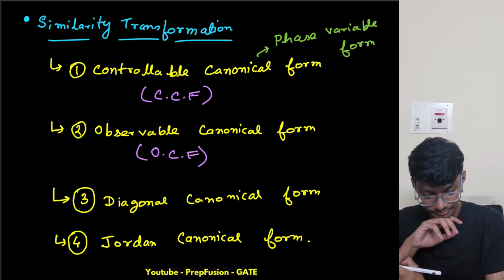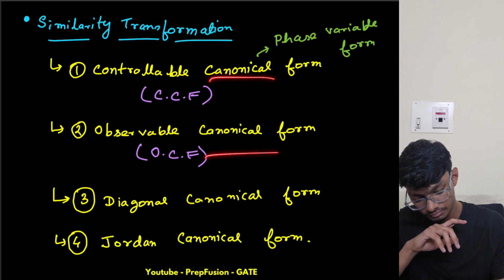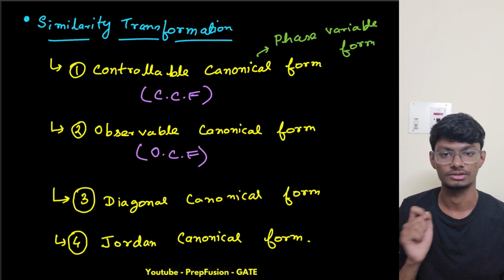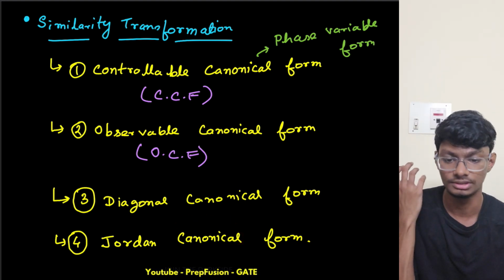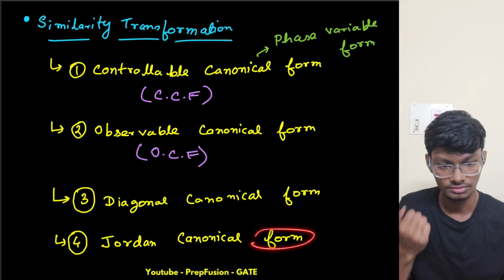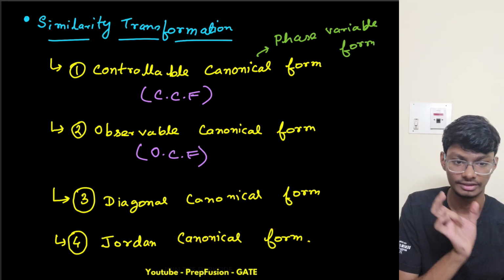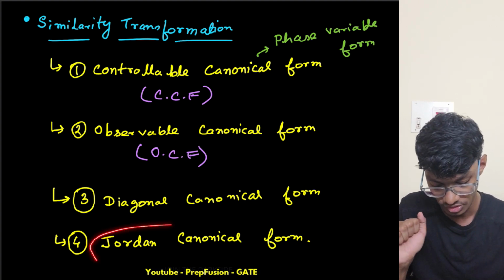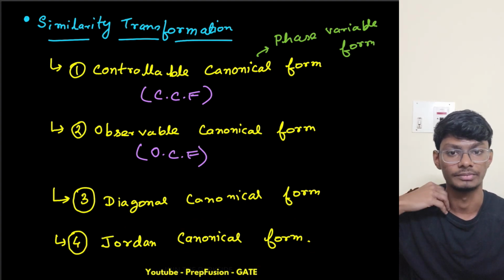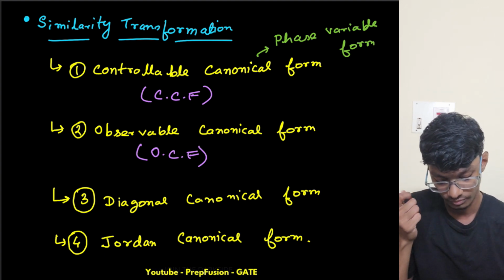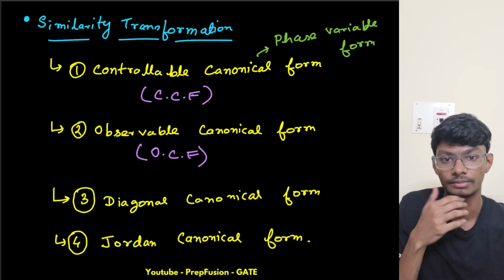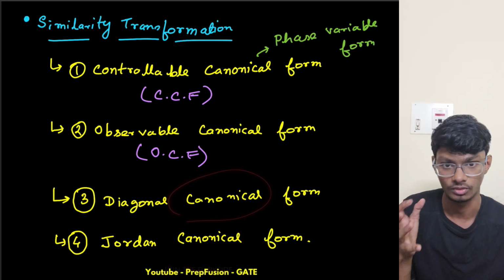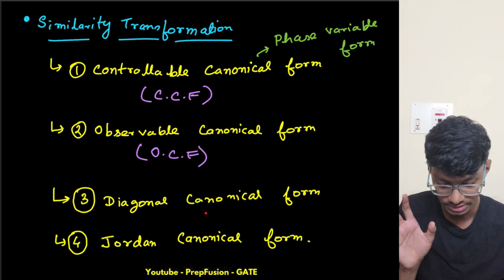Okay. So what do you mean by canonical? Canonical means the minimal set of variables. Like these two forms are different. In diagonal canonical form, we have independent eigenvectors, and in Jordan canonical form, the eigenvectors aren't independent. So if the system matrix doesn't have independent eigenvectors, then we use Jordan, and if it has independent eigenvectors, then we use diagonal. Okay. So this is just a basic difference.